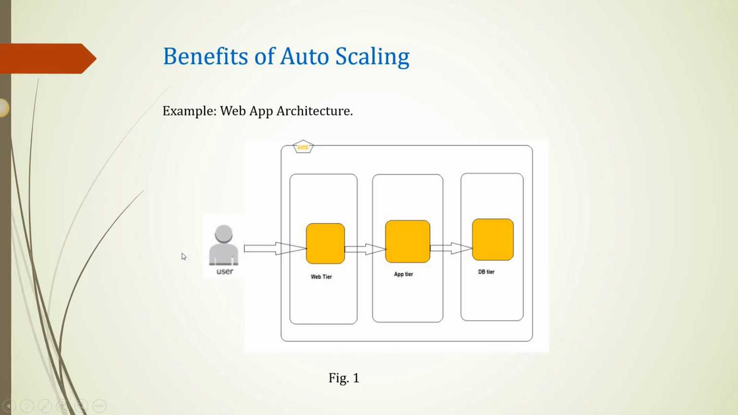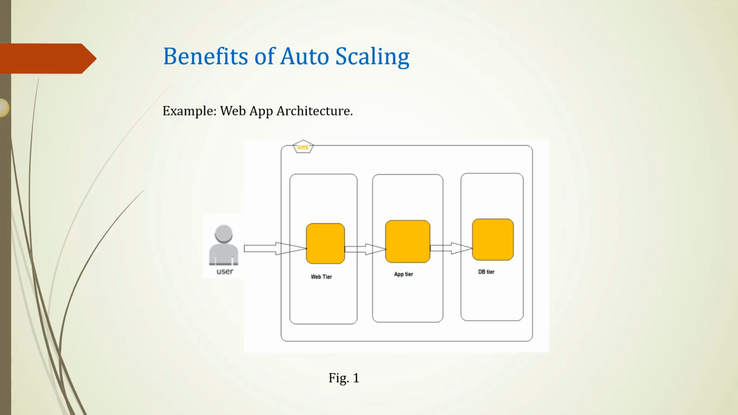Now we can check one more example of a web app architecture. Suppose this is the AWS infrastructure where we have created different layers of EC2 instances. The web tier is created in a public subnet, and an application tier and a DB tier are created in private subnets. The user will access the web tier which is created in the public subnet.